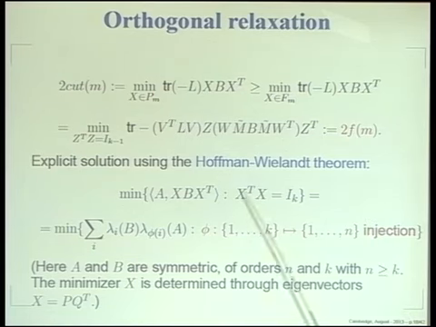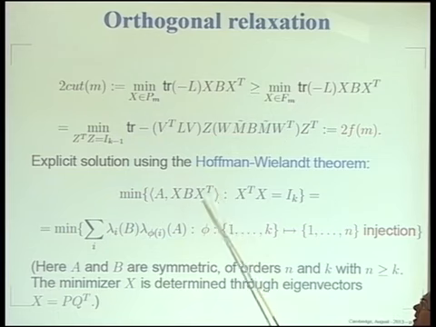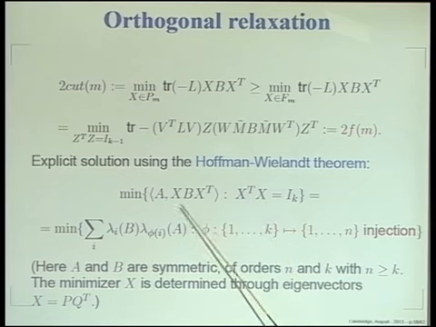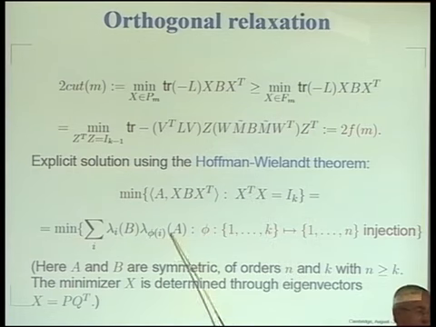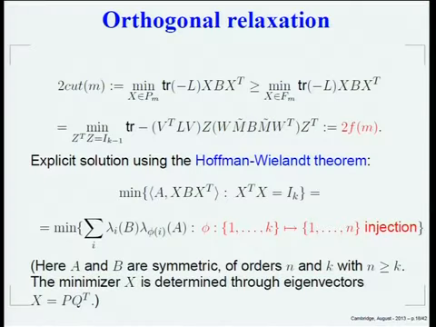And it says the following: if you minimize such a quadratic form, where A is symmetric n by n, B is symmetric k by k, and X has k orthonormal columns, then the minimum is this expression here. You look at all the eigenvalues of the smaller matrix and you map them injectively to the eigenvalues of the larger matrix, in such a way that this term is minimized. So for fixed k, this can be done in polynomial time.